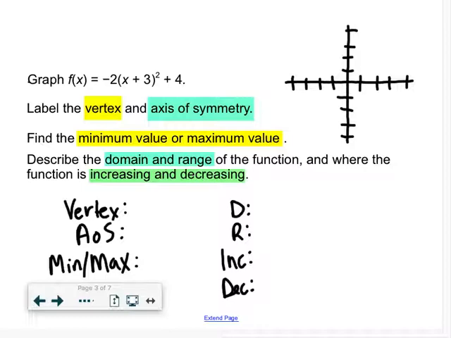As I walk around the room, it's interesting to see people do it different ways. Some people are filling out all the information without the graph, then they're going to graph. Some people are graphing first, and then you can use your graph to answer those questions. So good ways to do it both.